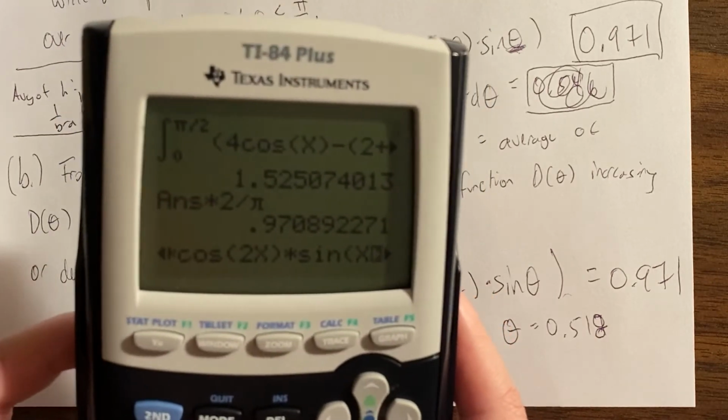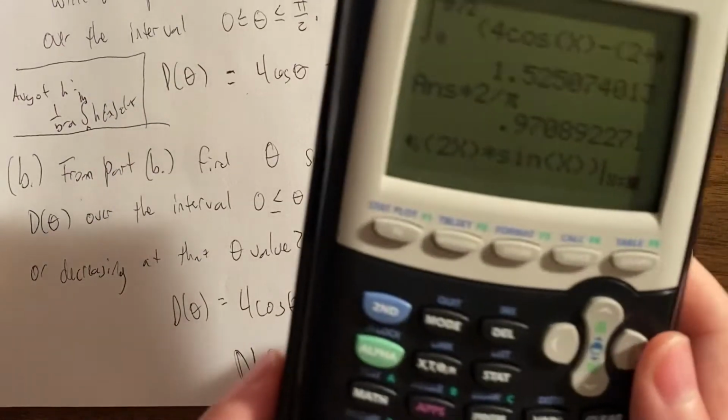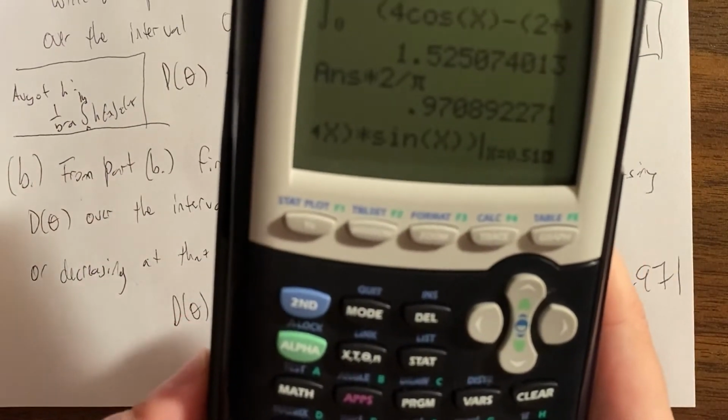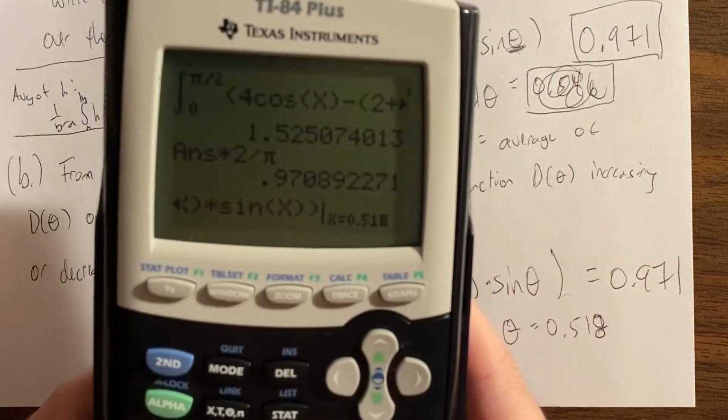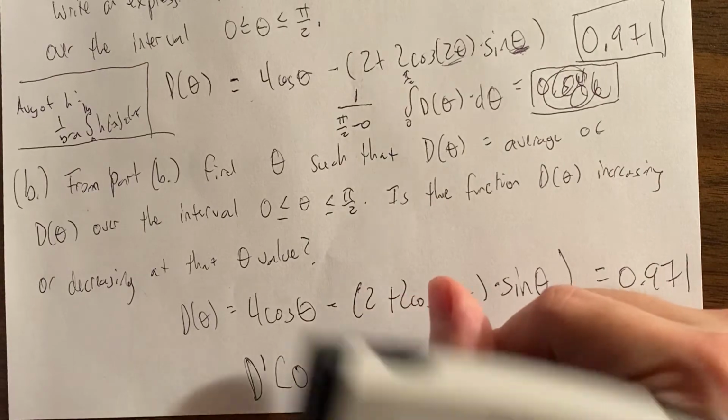Let's be careful. We're going to plug in this number right here, 0.518, and we're just going to see the derivative. Why are we seeing the derivative? Well, it looks like it's negative.